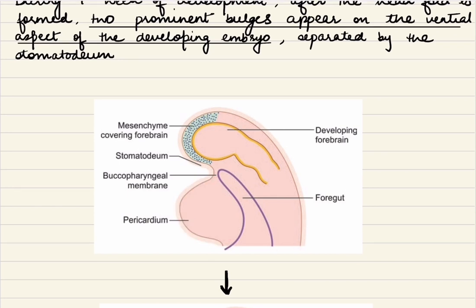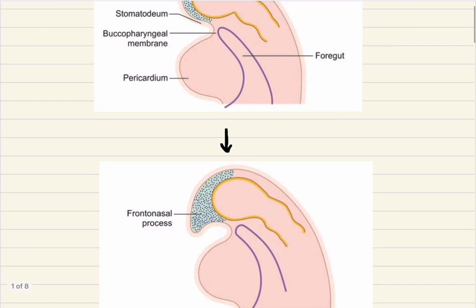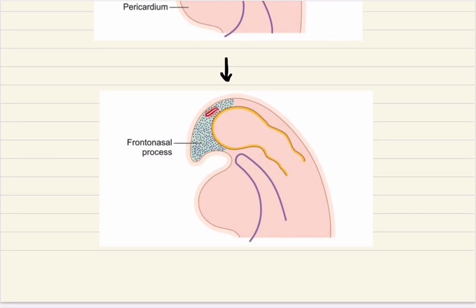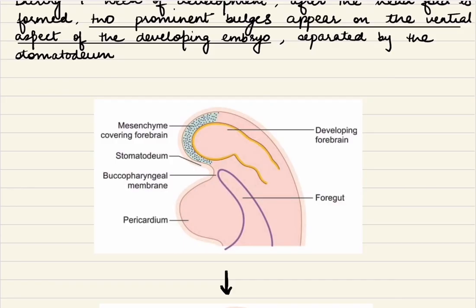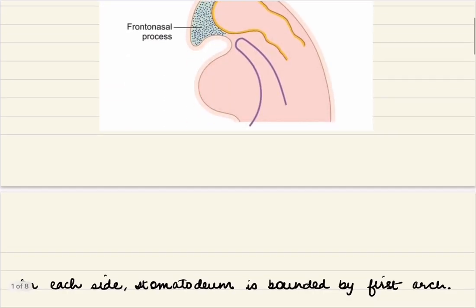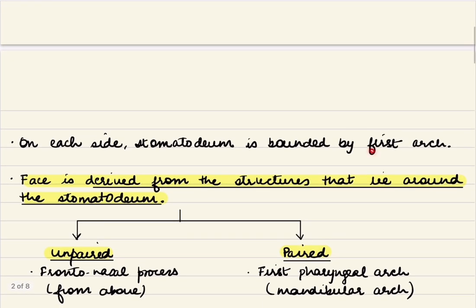Now this stomatodium, which will eventually form the mouth, is separated from the foregut by the buccopharyngeal membrane. And in due course of time, the mesenchyme over the developing brain proliferates and eventually forms the frontonasal process. And this stomatodium on each side is bounded by the first arch.